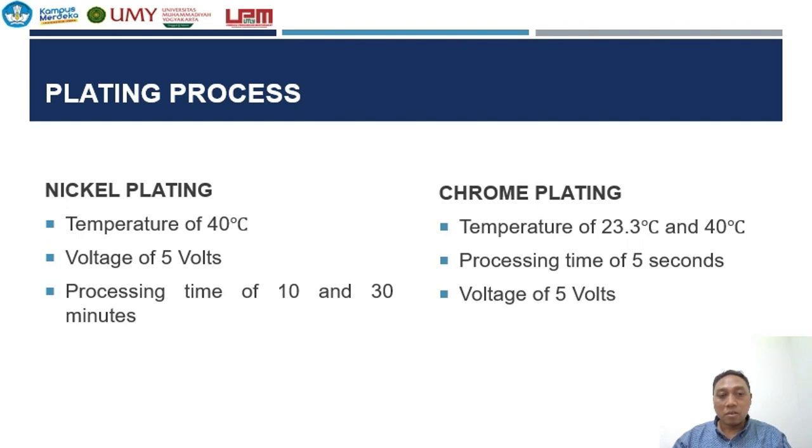As for the chrome plating process, the specimens were exposed to different solution temperatures at 23.3 degrees Celsius and 40 degrees Celsius with a processing time of 5 seconds each and a voltage of 5 volts. This process aims to identify the optimal condition for achieving maximum corrosion resistance and surface finish.